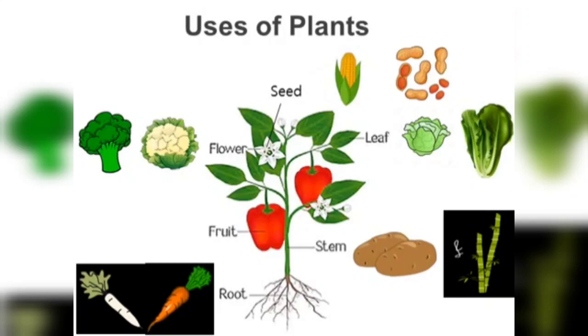They are: Number 1. Stems. For example, potato and sugarcane. Number 2. Roots. For example, carrot, radish and turnip. Number 3. Flowers. Cauliflower and broccoli. Number 4. Leaves. Cabbage and lettuce. Number 5. Seeds. For example, corn and groundnut.